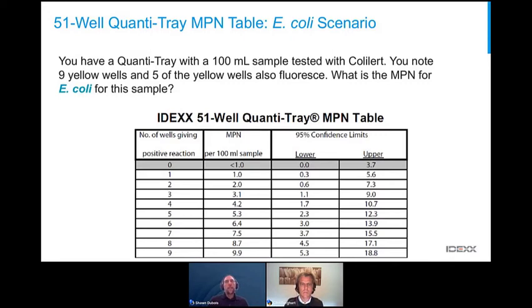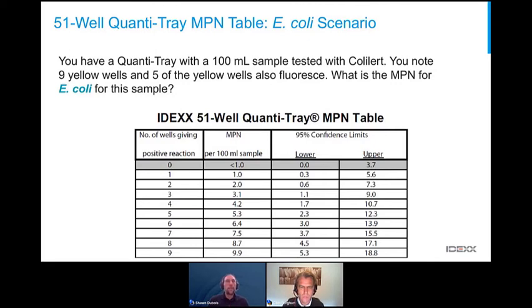Now let's talk a little bit more about the Quanti-Trays. When you have your trays and you have your results, you count them. The next thing to do is go to the associated MPN table, or most probable number table, to find your estimated count for that sample. When we talk about the 51 well Quanti-Tray, the first column on the MPN table is the number of positive wells that you're finding in your tray. The next column over is your most probable number for that sample based on the number of wells that are positive.